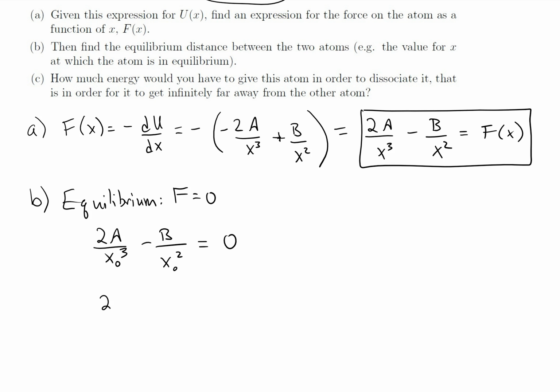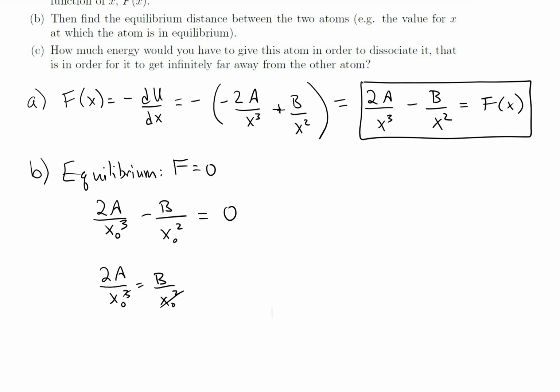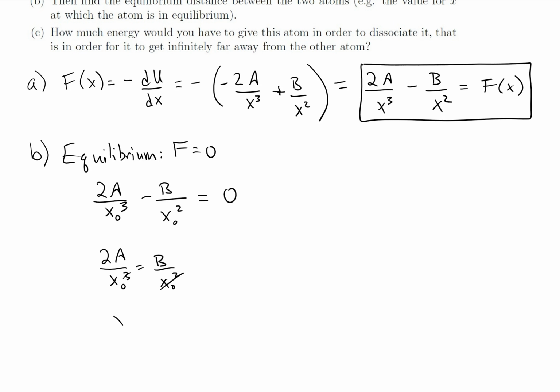So let's see, this means that 2a over x naught cubed equals b over x naught squared, and we can cancel two of these x naughts with two of these. So we end up getting x naught equals 2a over b with just a little bit of algebra. So that's our equilibrium position.